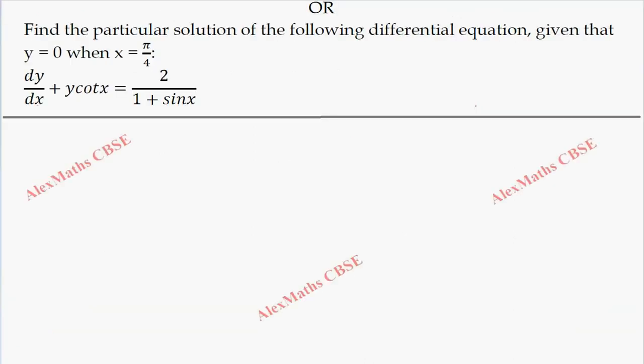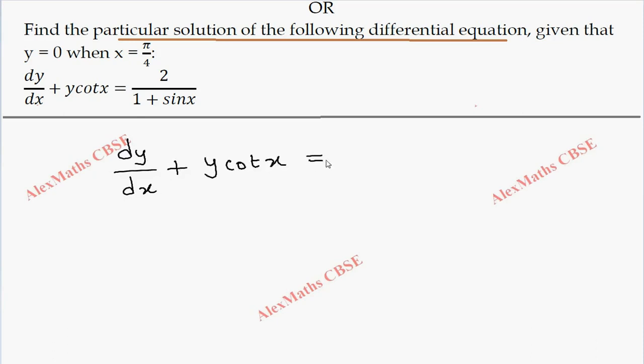Coming to the next question, we have to find the particular solution of the following differential equation. And the condition is y equal to 0 when x is equal to pi by 4. The given expression is dy by dx plus y cot x equal to 2 by 1 plus sin x. Let's take the question here. Dy by dx plus y cot x equal to 2 by 1 plus sin x.